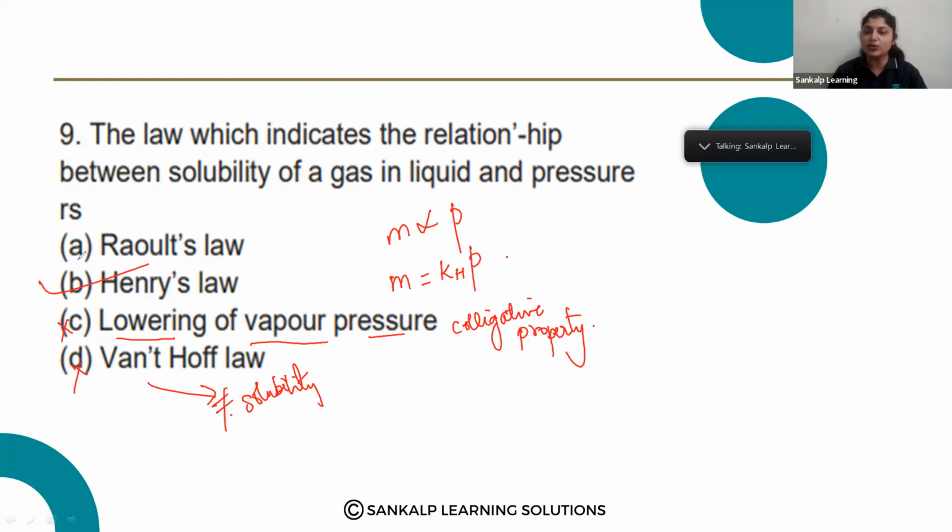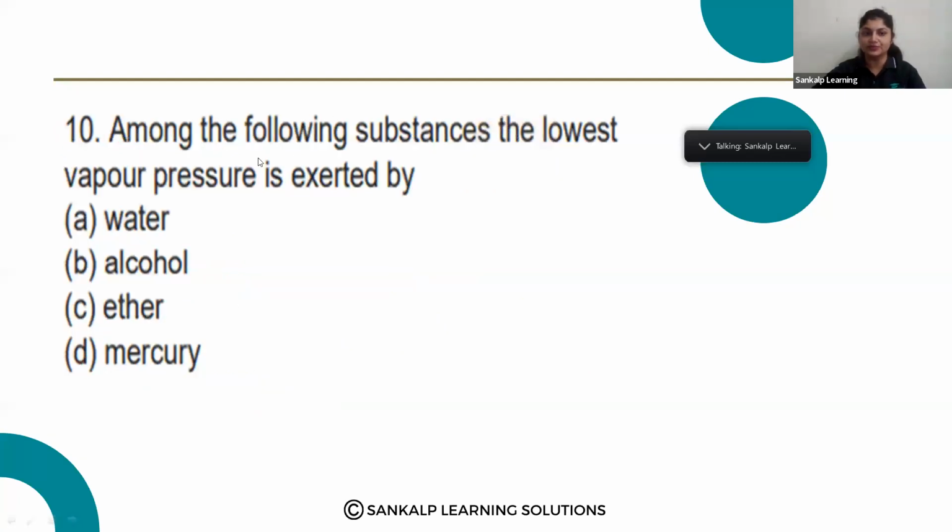And Raoult's law, you know what Raoult's law is? The partial pressure is directly proportional to the mole fraction present in the solution. So this option is also ruled out. So B, Henry's law, is the correct option: the law which indicates the relationship between the solubility of a gas in a liquid and pressure is Henry's law. So we'll go for the next question.